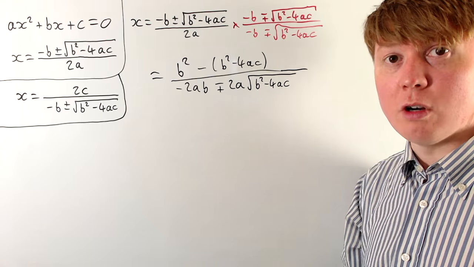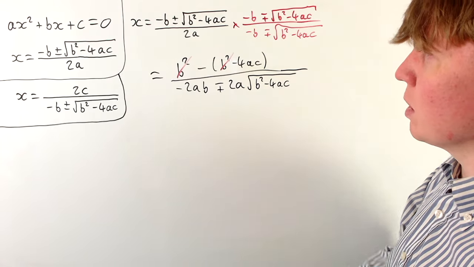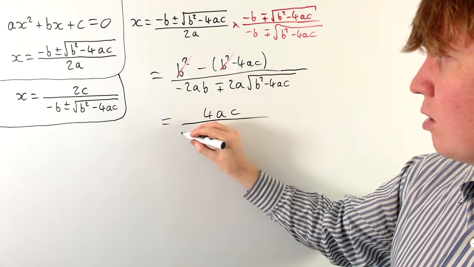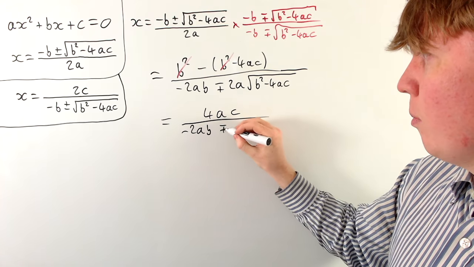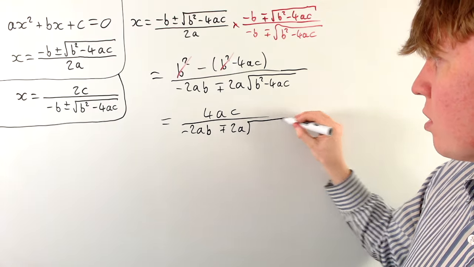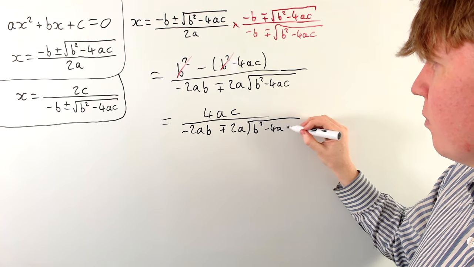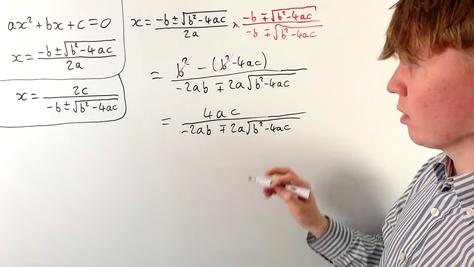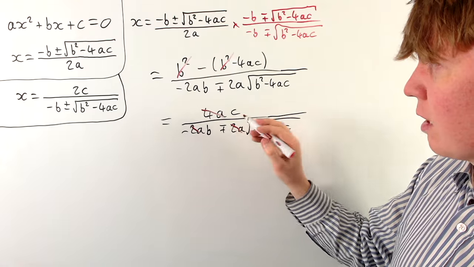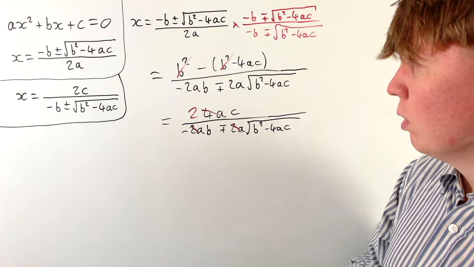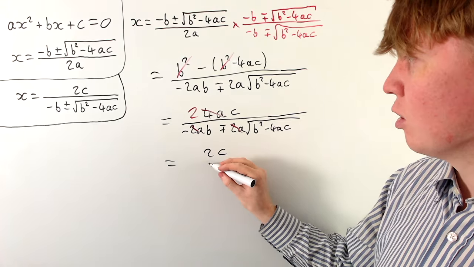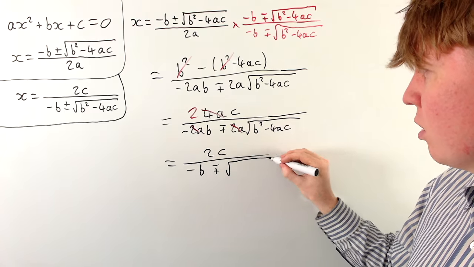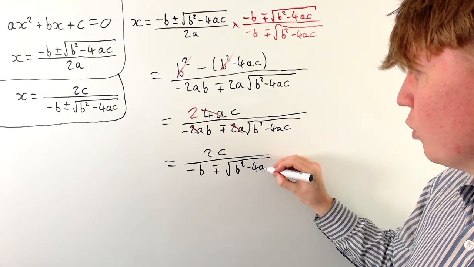Then you can see in the numerator our b squareds are going to cancel, and that leaves us in the numerator with 4ac, and in the denominator it's minus 2ab minus plus 2a times the square root of b squared minus 4ac. Then here we can take out a factor of 2a from everything. If we divide through by 2a here, here and here, this 4a just turns into a 2. Then you see that we get 2c in the numerator, and our denominator simplifies to just minus b minus plus the square root of b squared minus 4ac.